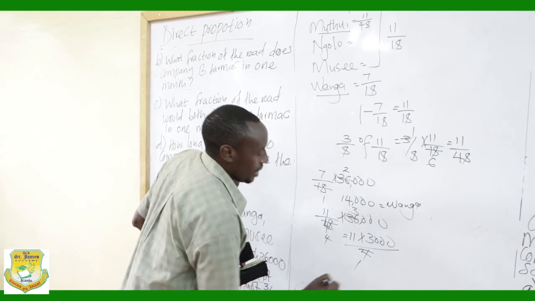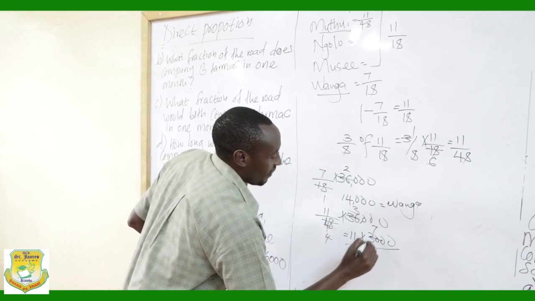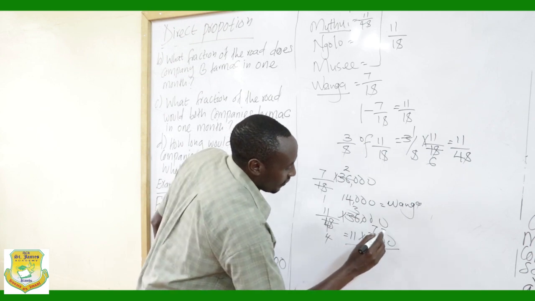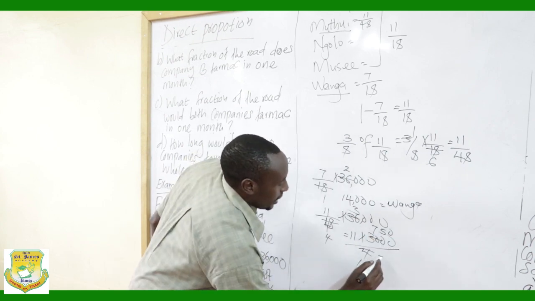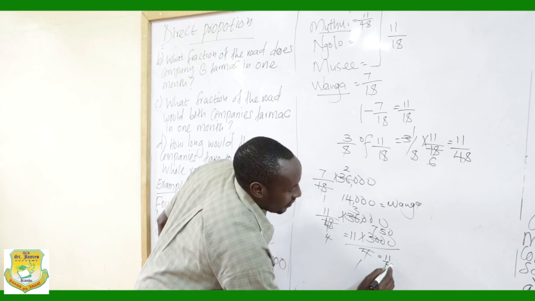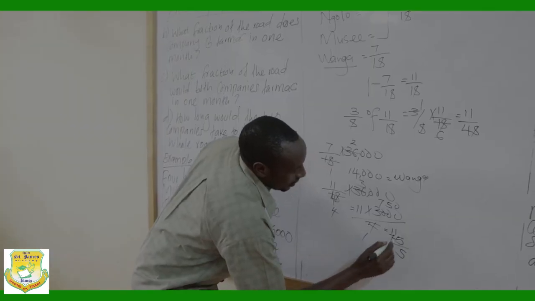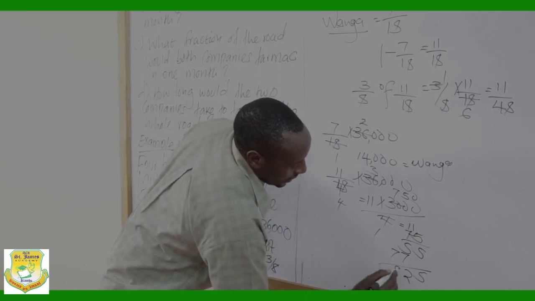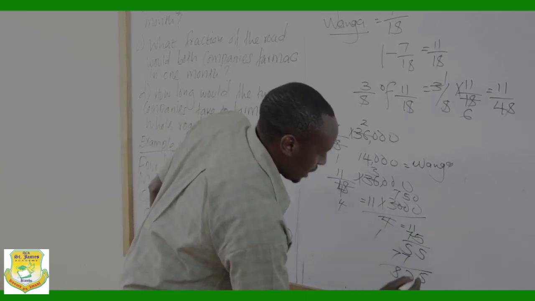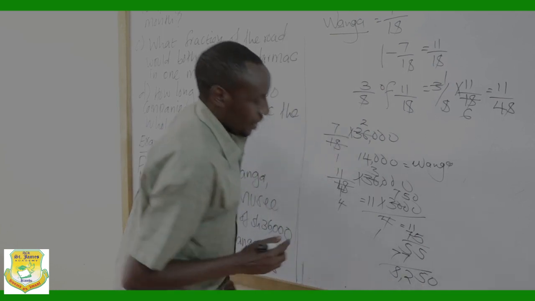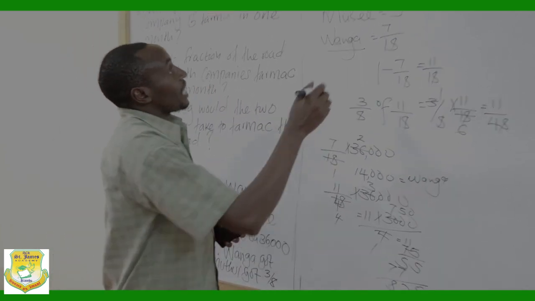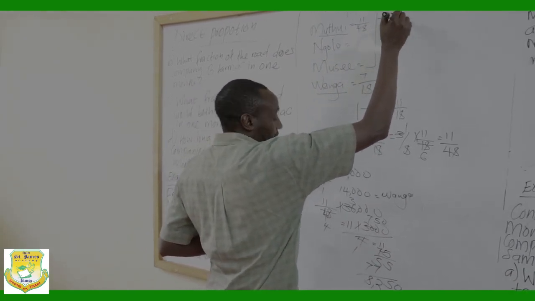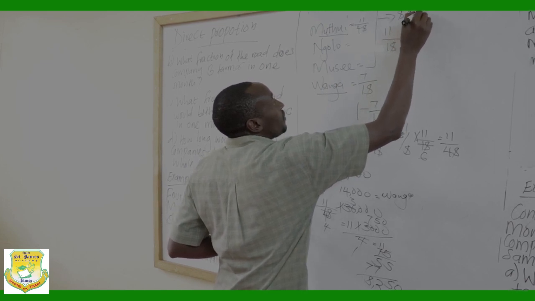By 4, 1. By 4, I get 7, remainder 2, 20, I get 5, 0. So I get 11 times 750, that is 8,250. So the second one, that is Mbui, got 8,250.